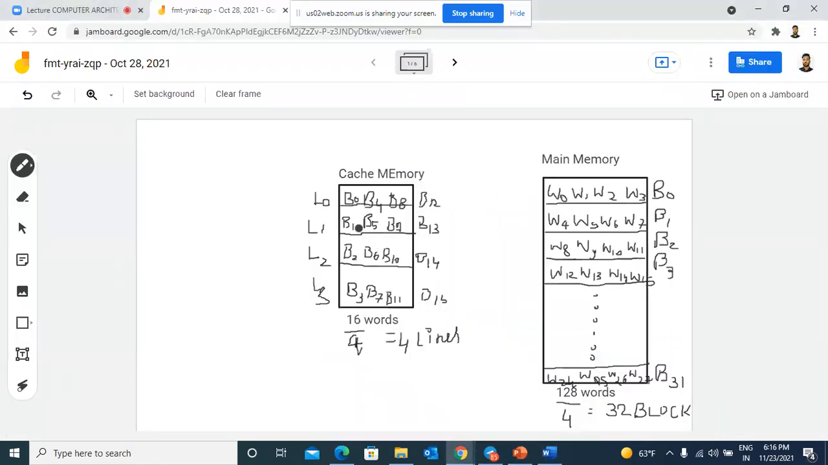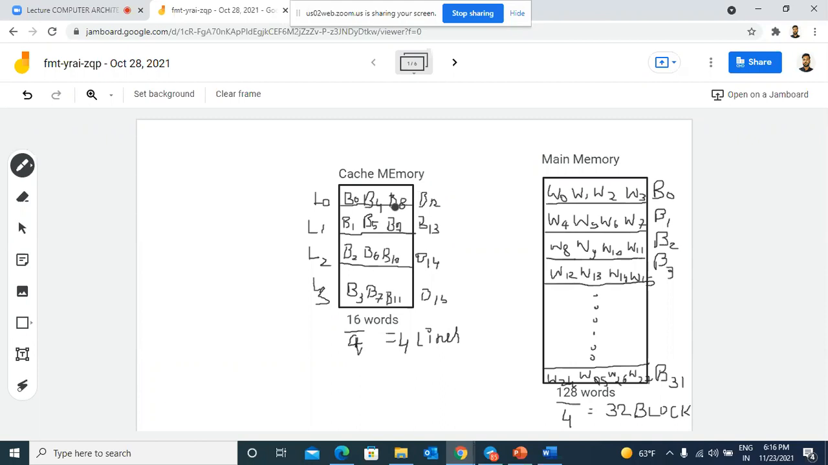Okay. So this is the concept of cache memory. In cache memory, we call them lines. In main memory, we call them blocks. This is the arrangement. Now come to this part.